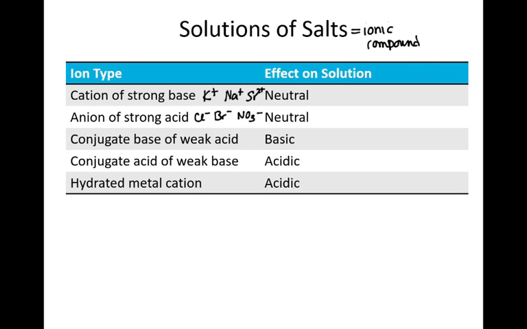If we think about the conjugates of weak acids, on the other hand, the conjugate base of a weak acid is itself a weak base. And if you put a weak base into solution, the solution will become basic. So the conjugate base of a weak acid will make the solution basic. In the same way, if your cation is the conjugate acid of some weak base, that's a weak acid, so it will make an acidic solution. We'll also talk about the way that a hydrated metal, usually a transition metal cation, can make the solution acidic as well.